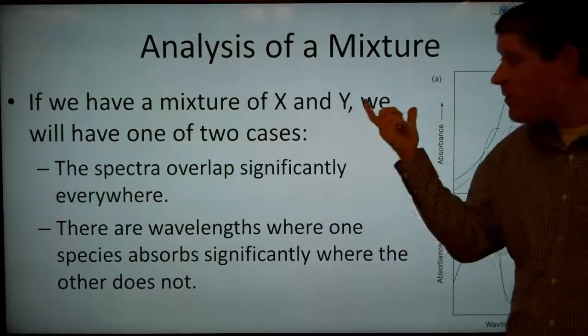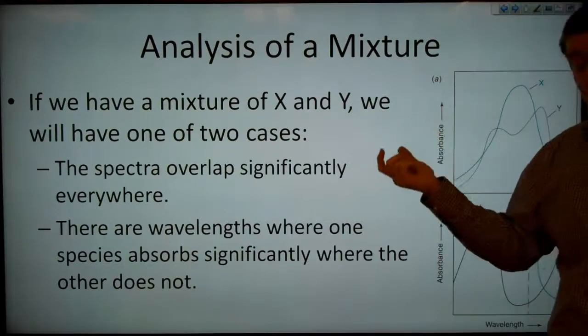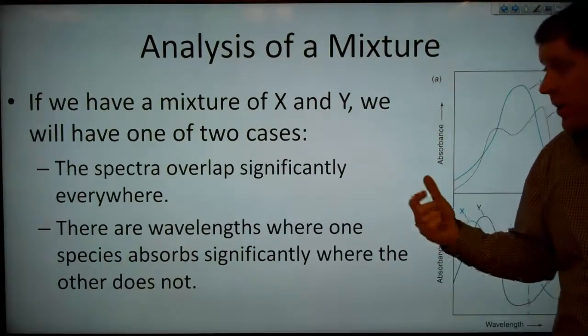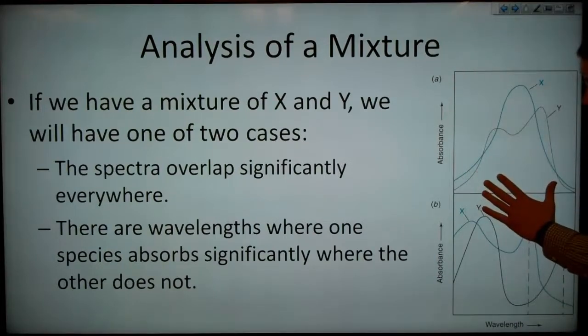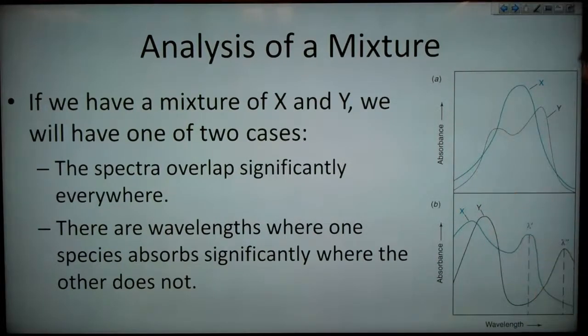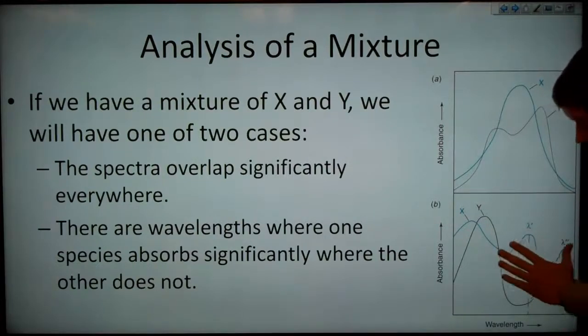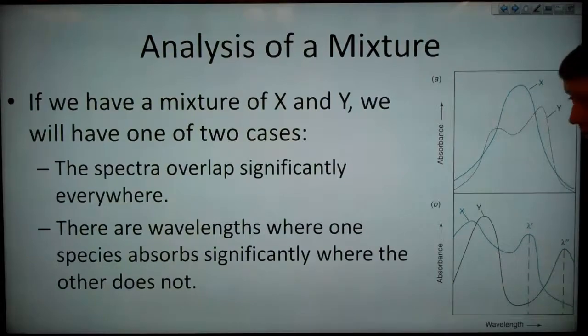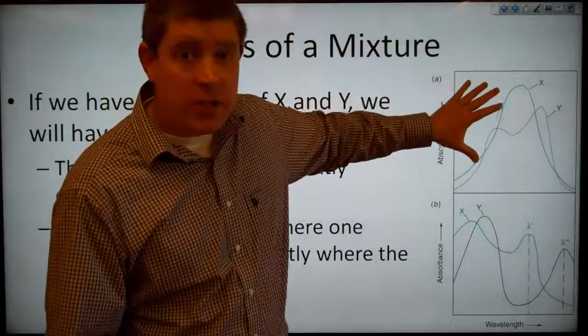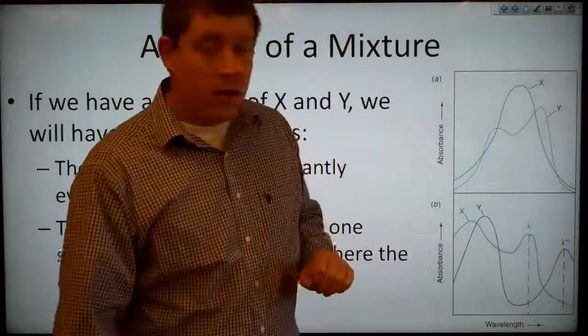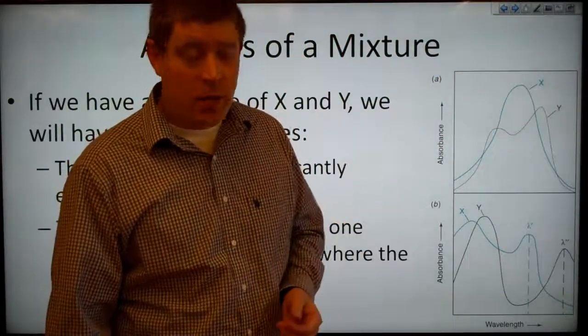So, if we have a mixture of X and Y, then we're going to have one of two cases. Either the spectra will overlap significantly everywhere, like we have here in the top case, or there are wavelengths where one species absorbs significantly where the other one does not, as in the bottom case here. In the top case, both X and Y are absorbing significantly across the whole range that each one of them absorbs in.